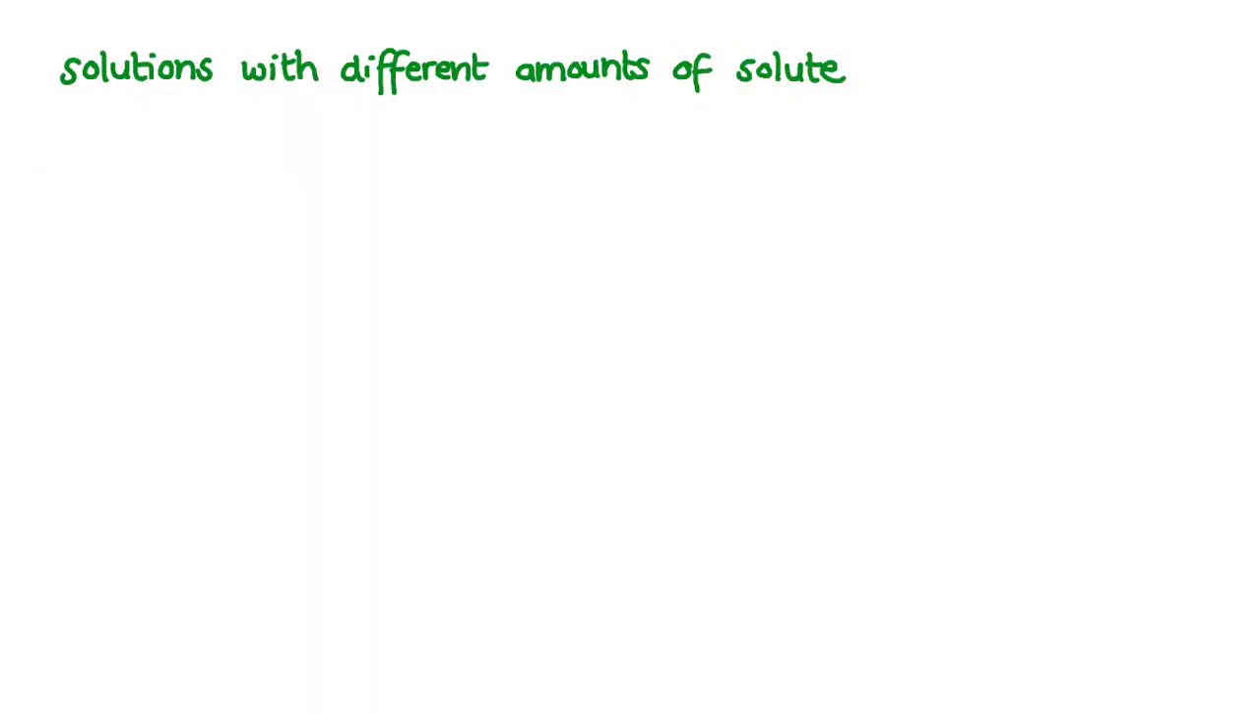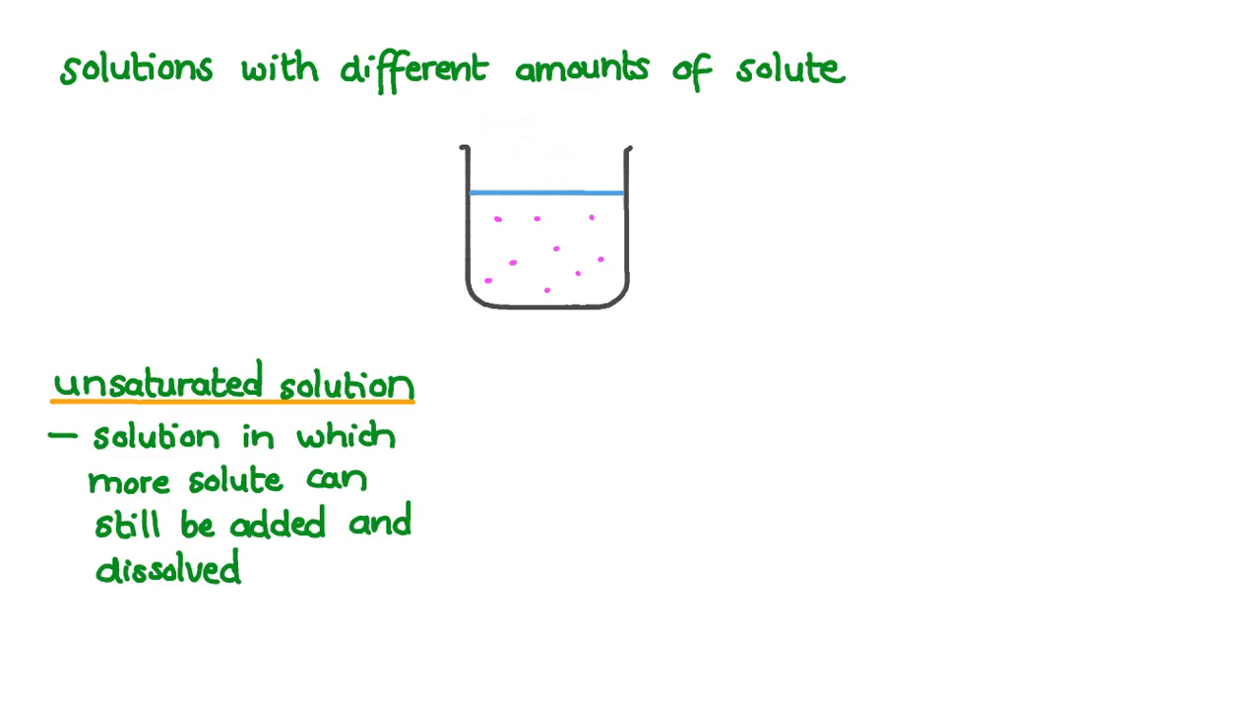The proportion of a solute dissolved in a solvent can be changed. If a small amount of solute is added to a solvent, it will dissolve. We call this an unsaturated solution, if more solute can still be added and dissolved. In other words, if the maximum capacity of dissolved solute has not yet been reached.